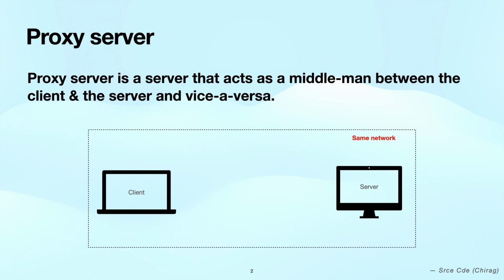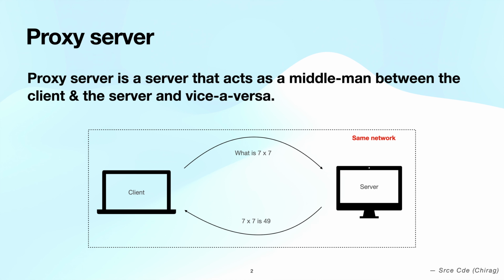In the general scenario where a client wants the server to do some operation, let's say multiplication, and if they are in the same network, then the very simple flow will look like this. The client will ask the server what is 7 into 7, and the server will respond with the answer: 7 into 7 is 49.